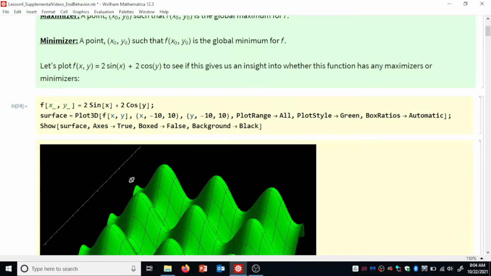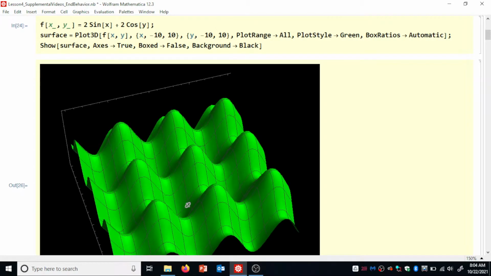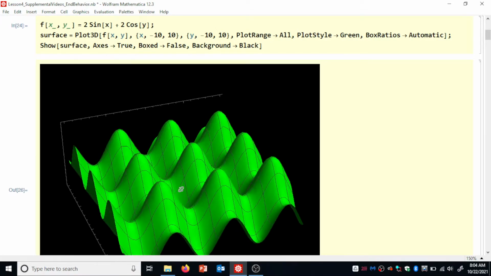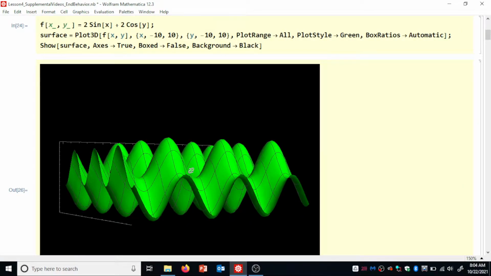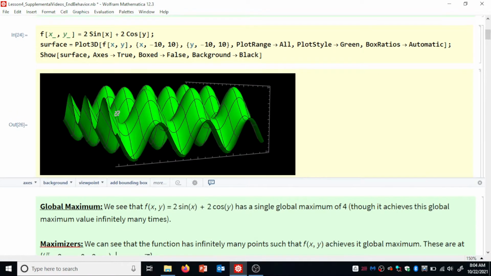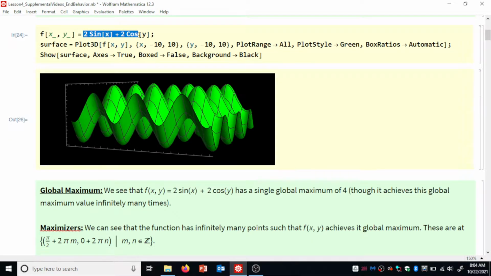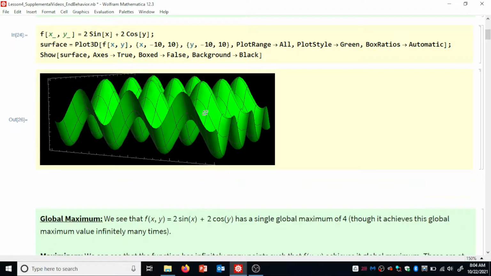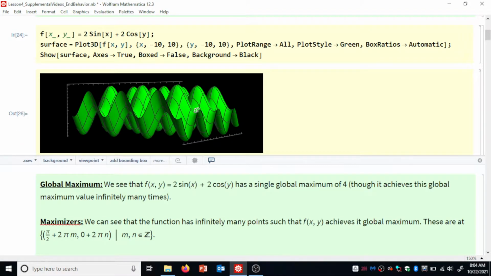So here it is. Here's f of x y plotted in xyz space. And we can see that this function has a single global maximum of 4, but it achieves it many times. When I say a single global maximum value of 4, I mean that the biggest this function is ever going to get is 4, because when sine is equal to 1 and cosine is equal to 1, we have 2 plus 2, which equals 4. So a single global maximum value, but there's many, many points at which we achieve that global maximum value.